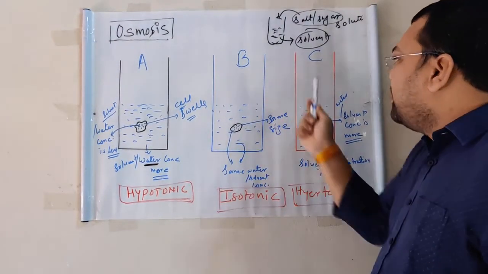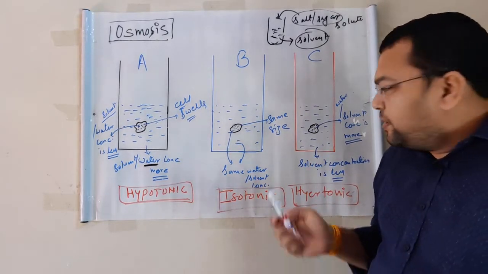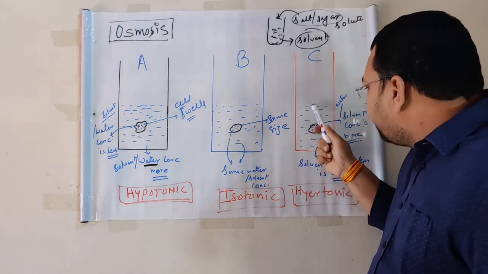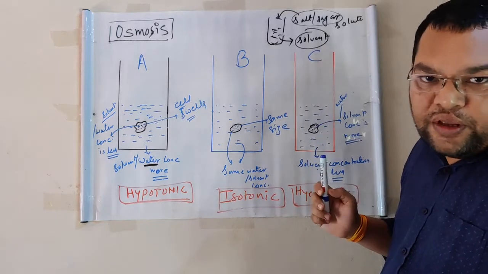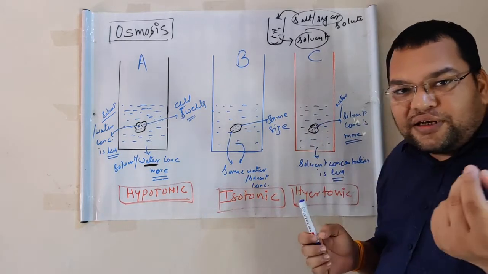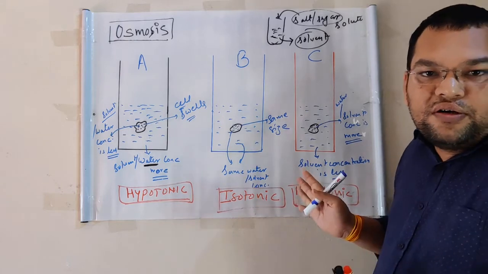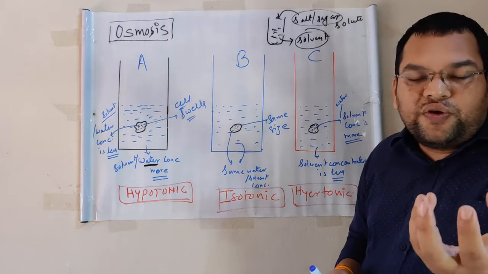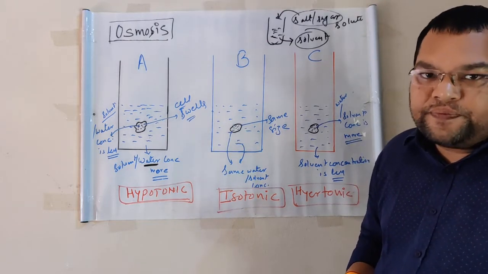In case C, I put the plant cell or the animal cell in a solution where the concentration of water is low, and inside the cell the concentration of water is high. Now how can we achieve this in an experiment? We can put the swelled raisins in a sugar solution or in a salt solution.